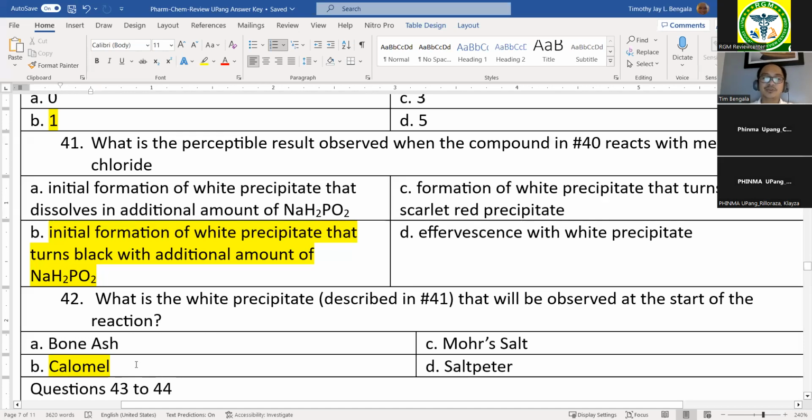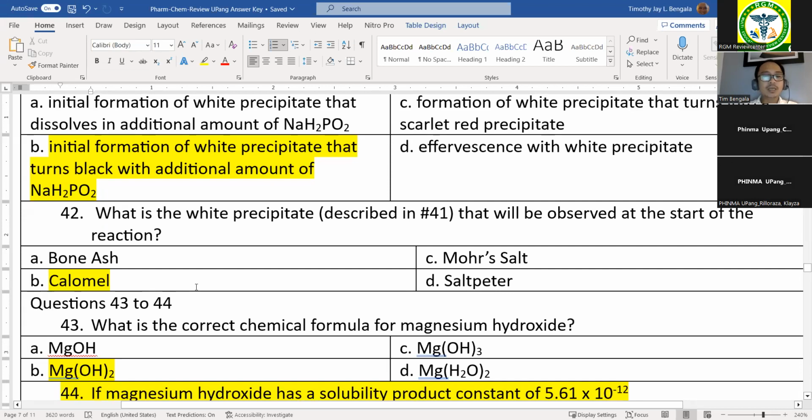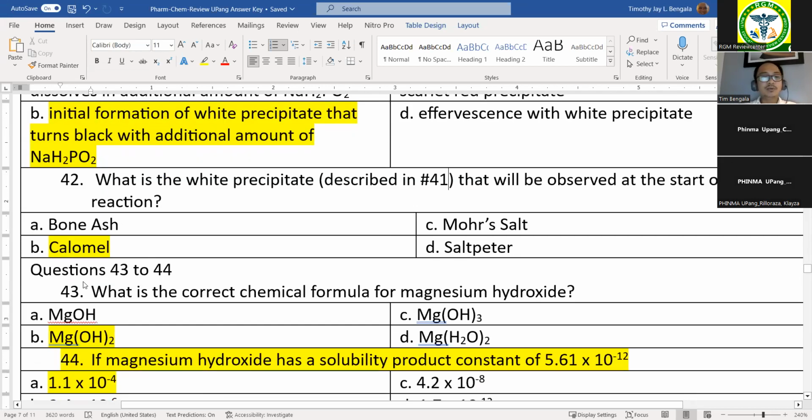This is mercurous chloride. Bone ash would be your calcium phosphate. Mohr's salt would be your ferrous ammonium sulfate. And saltpeter would be your potassium nitrate. So here, what is the correct chemical formula for magnesium hydroxide? Hopefully you got the correct answer, Mg(OH)2.